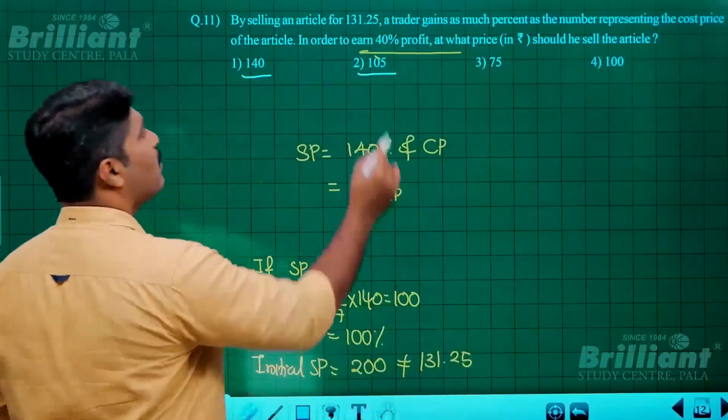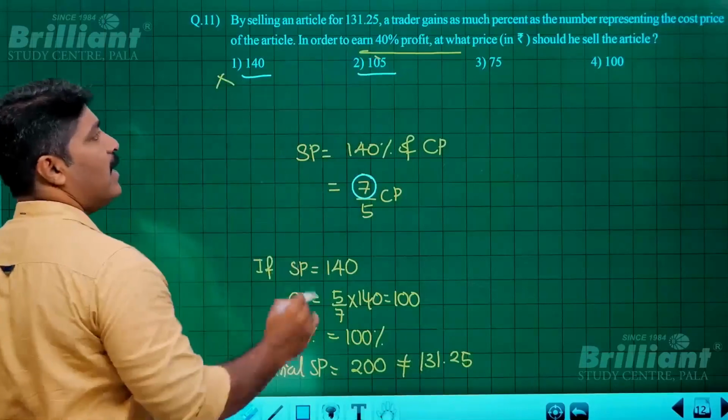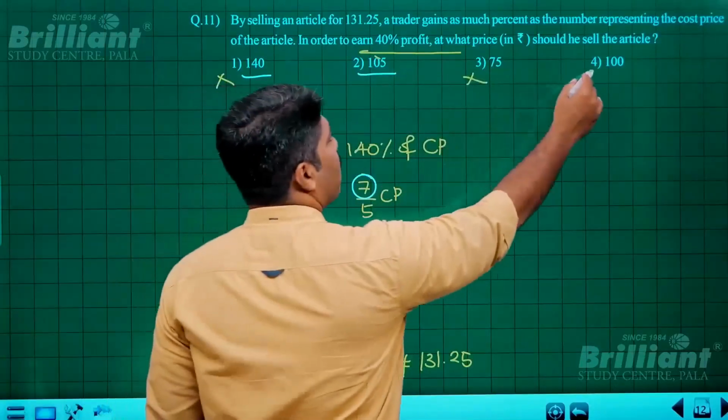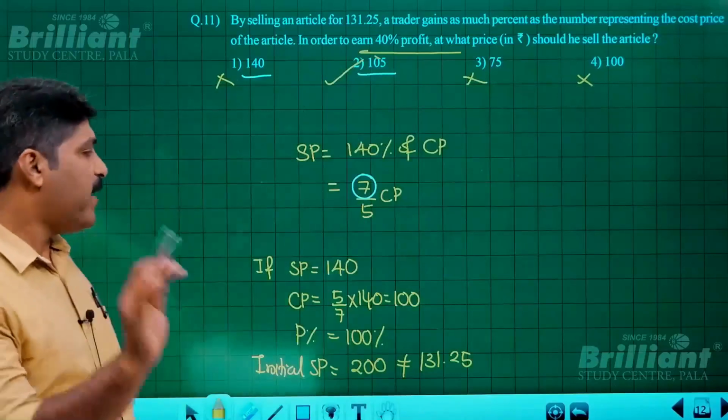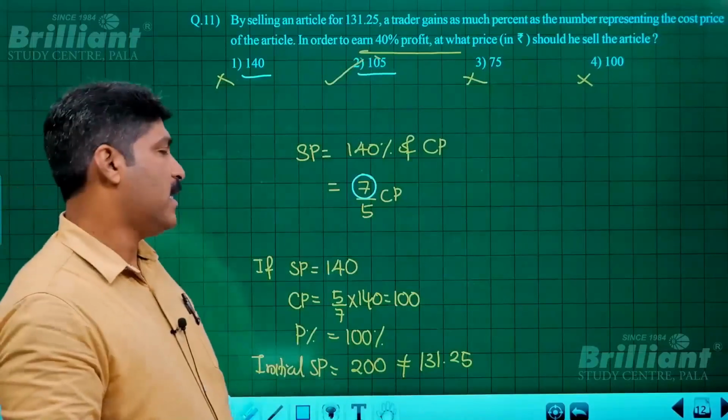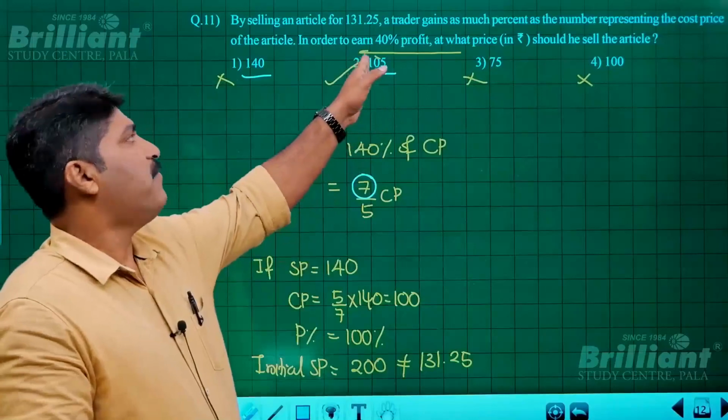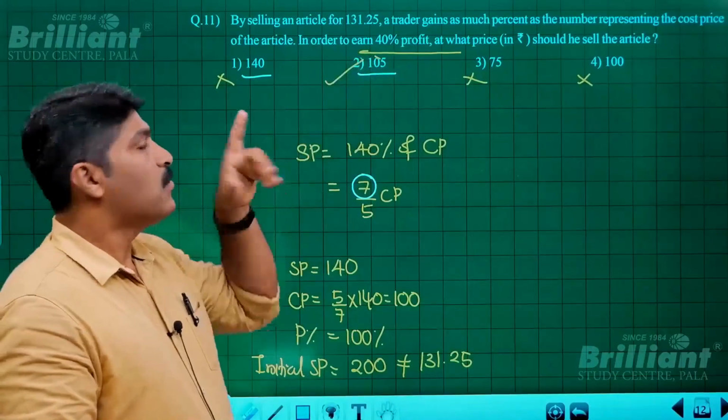Therefore, what can we conclude? This is not the answer. And these two are not the answers. We already proved it. Therefore, this is the answer. Through this way, we can catch which will be the answer here. And you can simply verify with the second option. So that's a logical method.